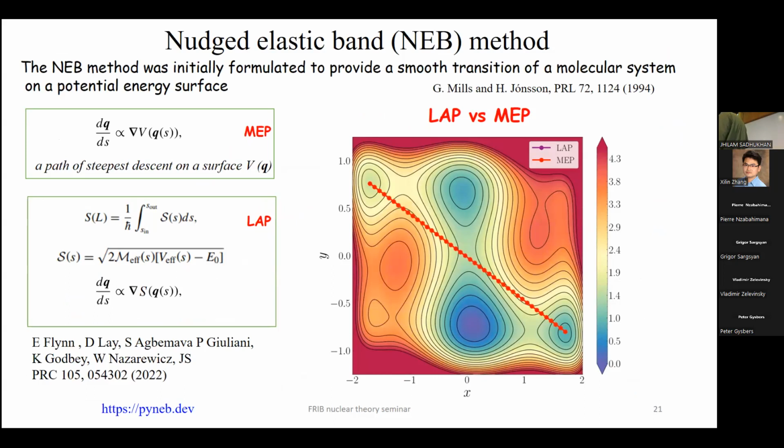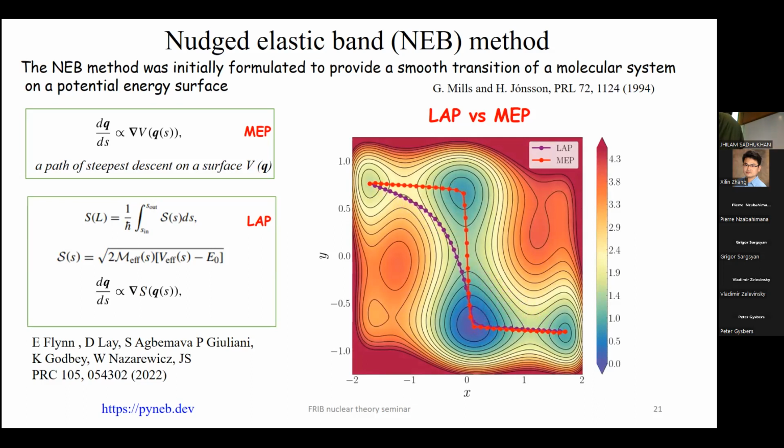Here we actually use this nudged elastic band method to calculate the least action pathway. This method relies on the calculation of the steepest descent on a potential energy surface. Now if we replace this V with the action integral, we get the minimum action path, or this least action path. And here is a video which shows the difference between the minimum energy path and the least action path.